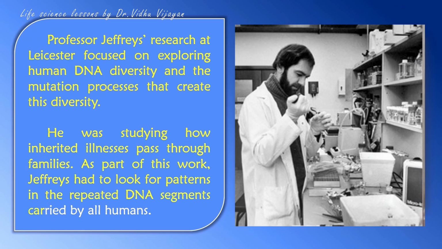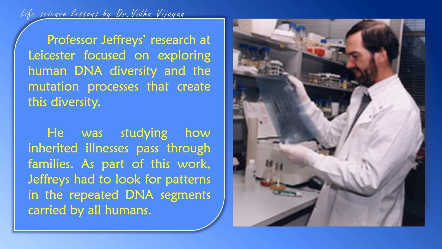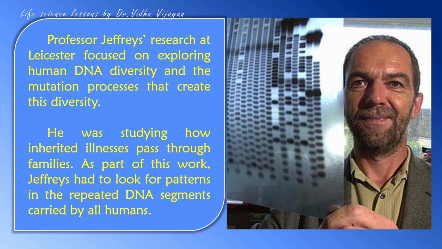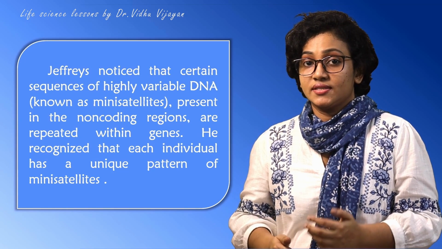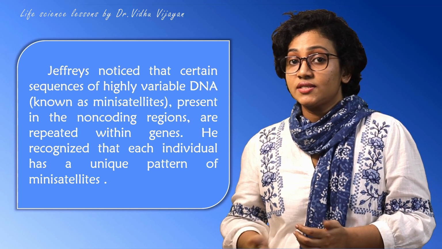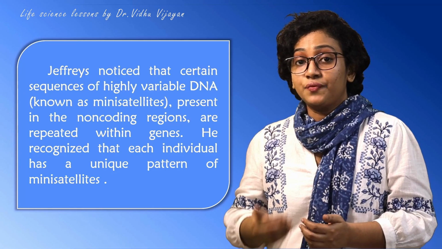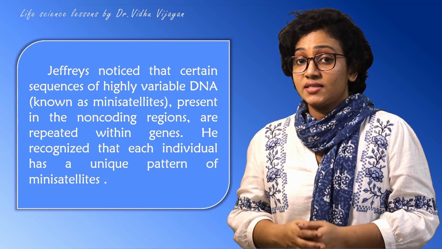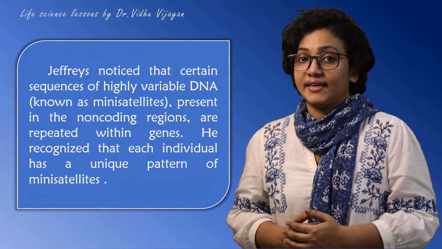He was studying how inherited illnesses pass through families. As a part of this work, Jeffreys had to look for patterns in the repeated DNA segments carried by all humans. Jeffreys noticed that certain highly variable sequences of DNA, present in the non-coding regions, are repeated within the genes. He recognized that each individual has a unique pattern of mini-satellites.